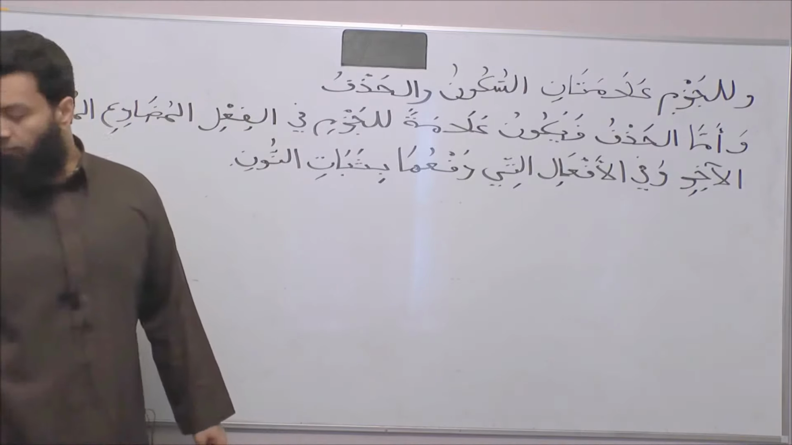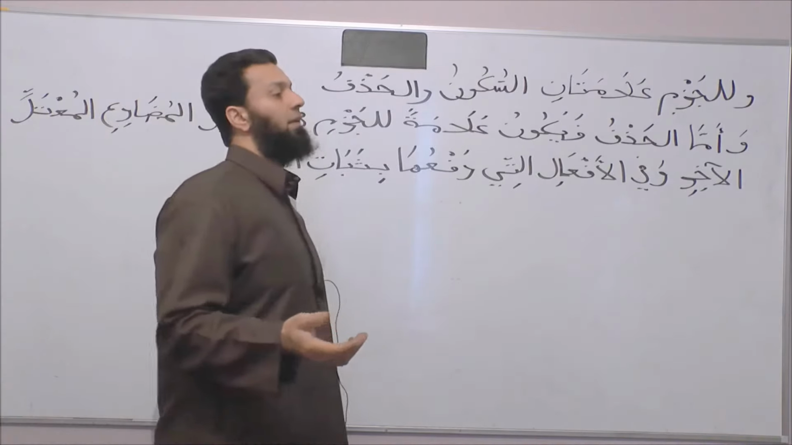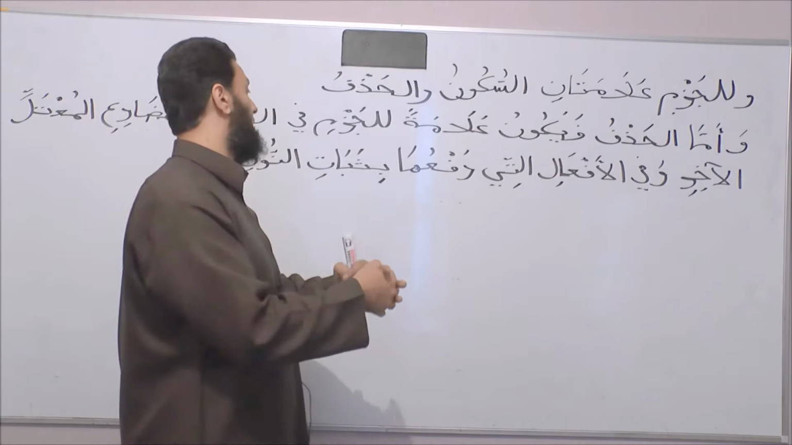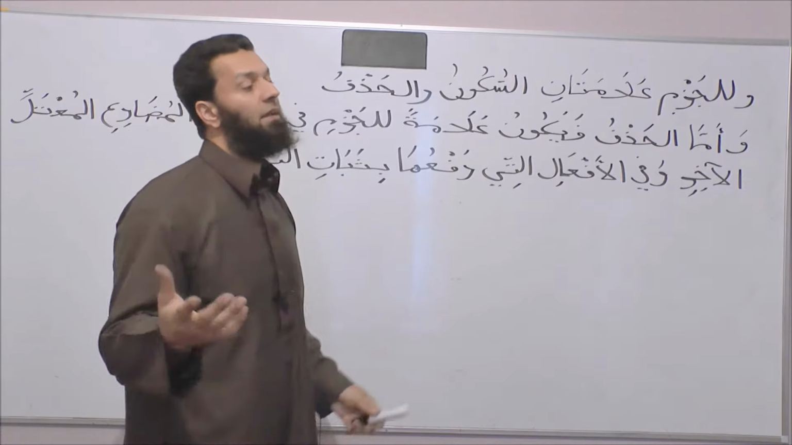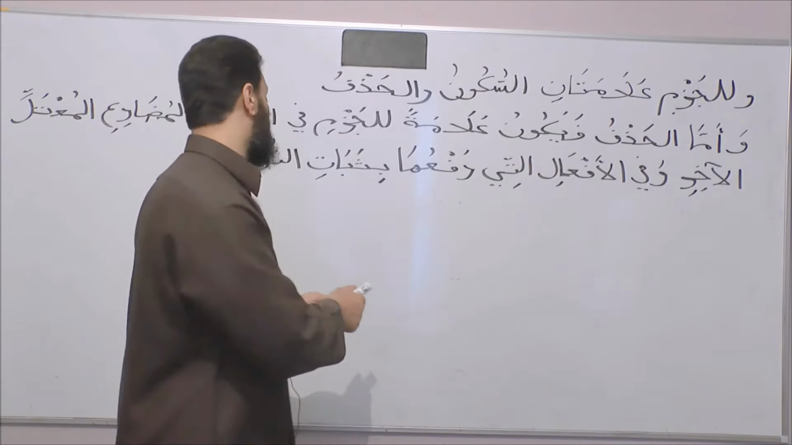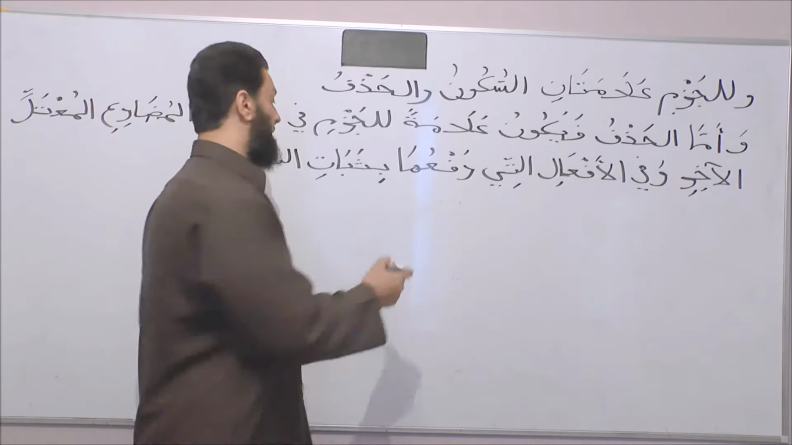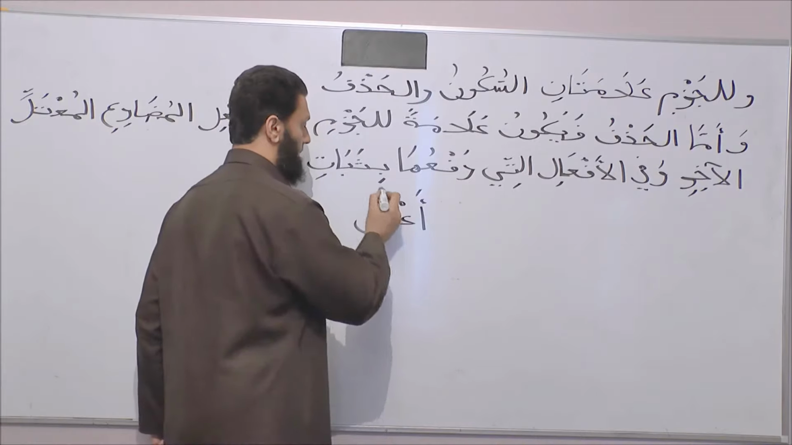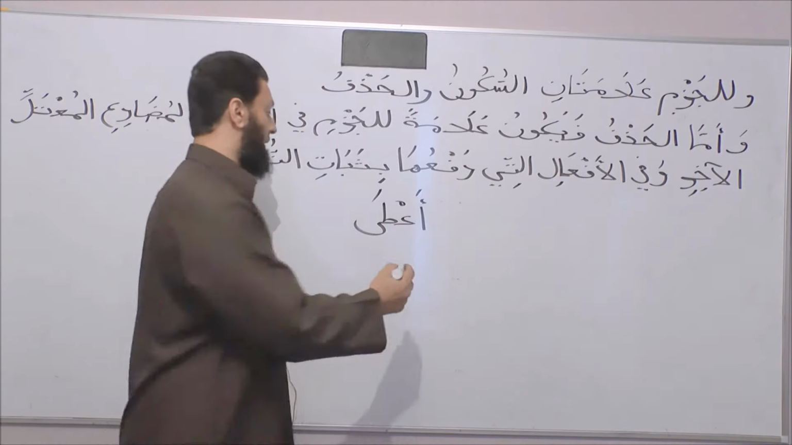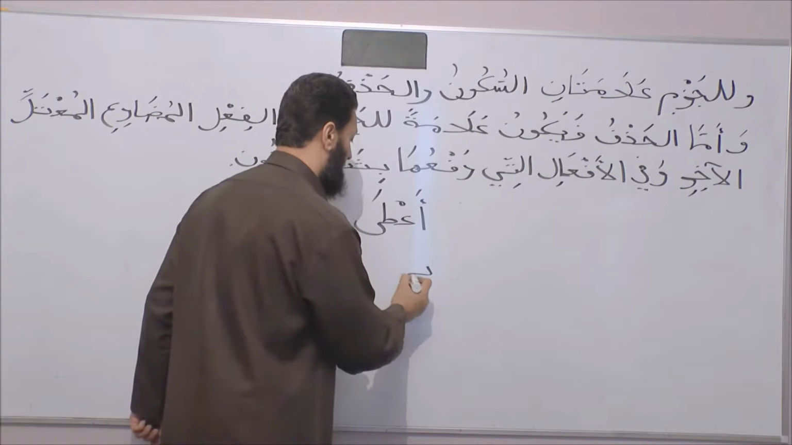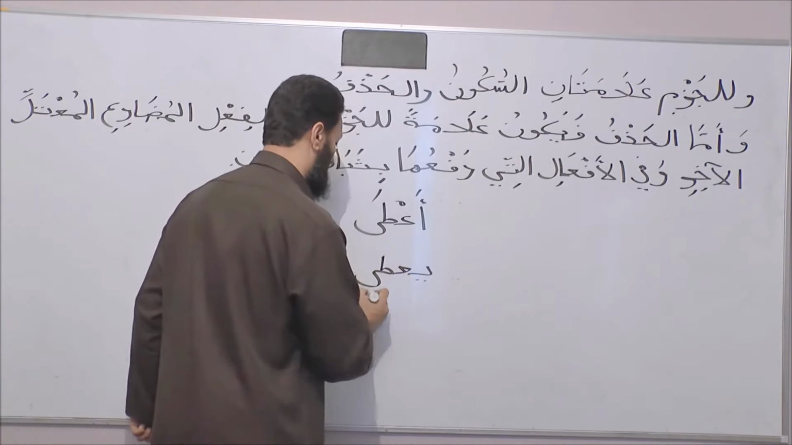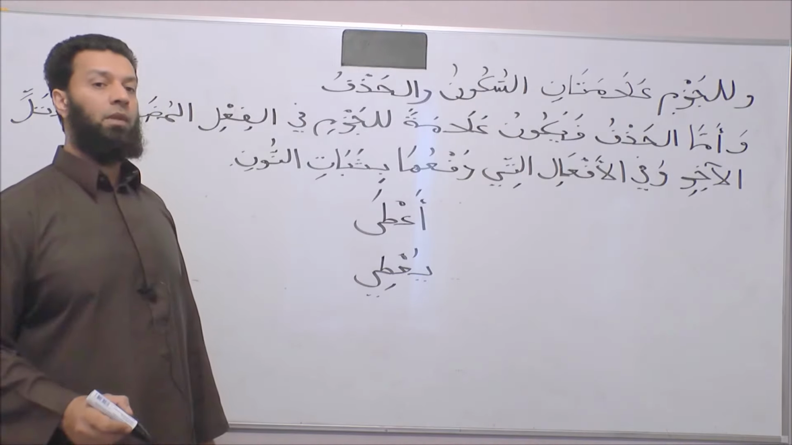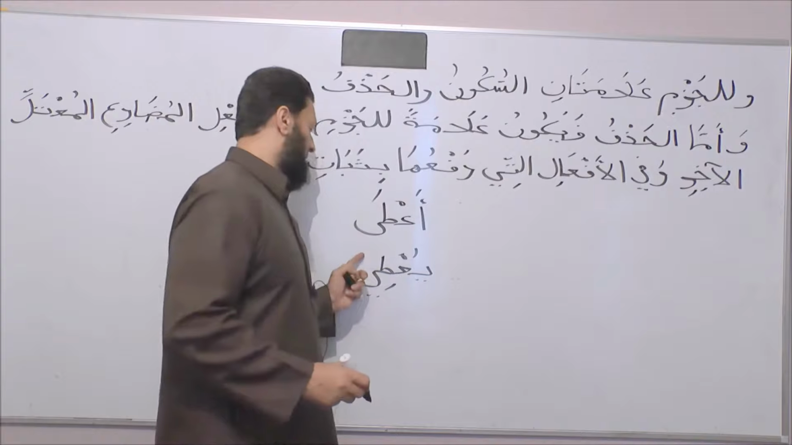So which one remains, therefore? Al-ya', where the last letter in the present tense verb is al-ya'. For example, how do we say he gives? The past is ata. So how do we say he is giving? Yu'ti. Okay.